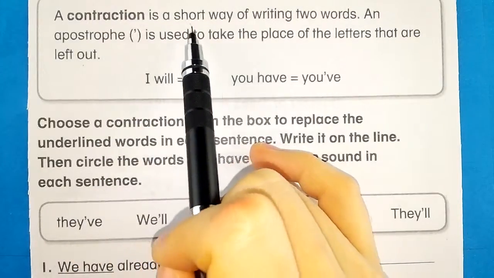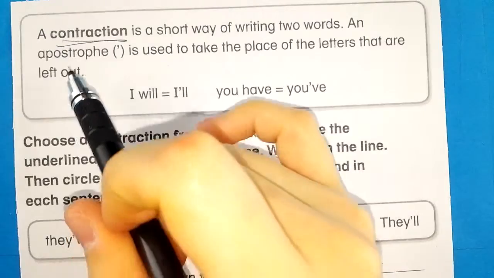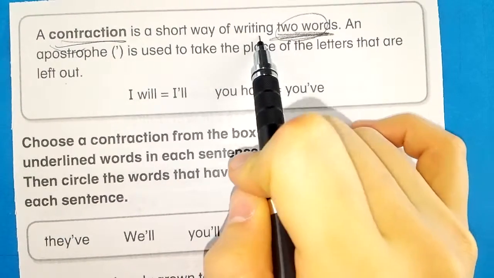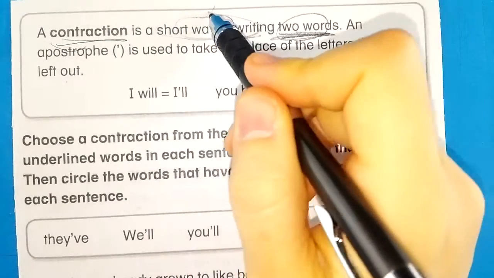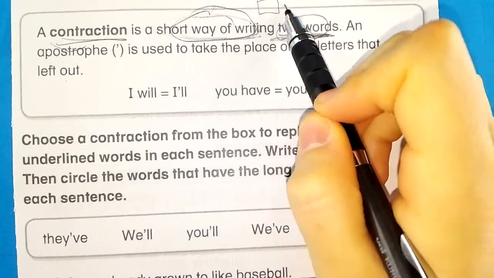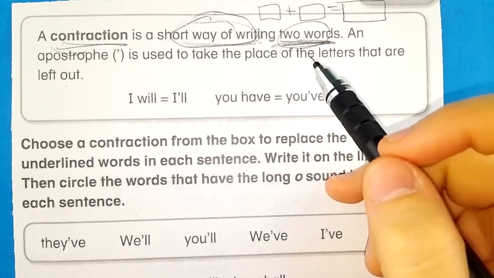Contraction is a short way of writing two words. 컨트랙션이라는 거는 두 개 단어들을 더 짧게 줄이는 거를 컨트랙션이라고 합니다. 두 개의 단어를 줄여서 하나로 만들어주는 거.